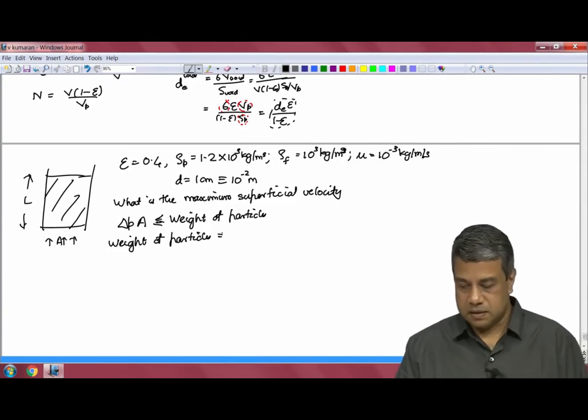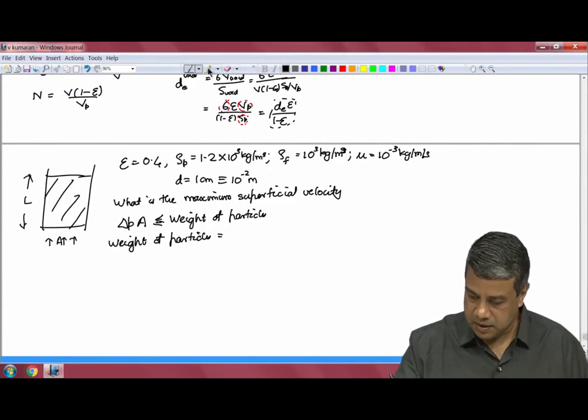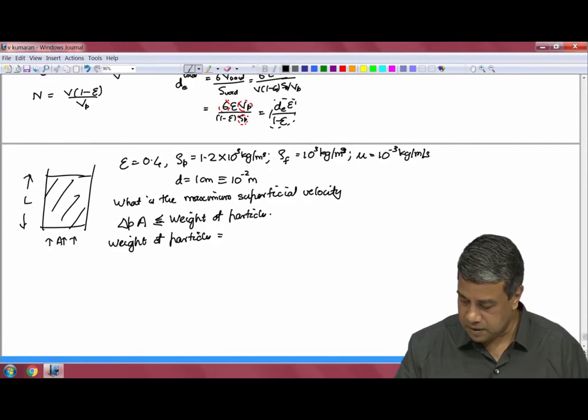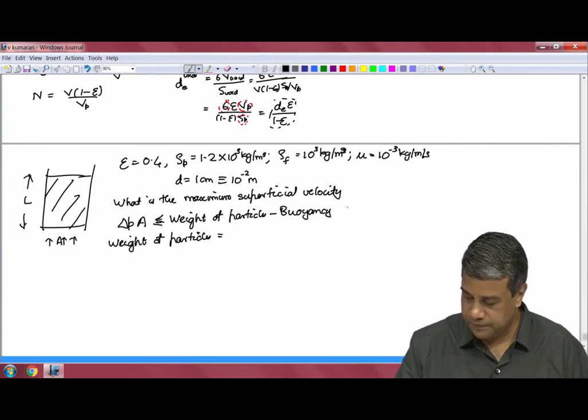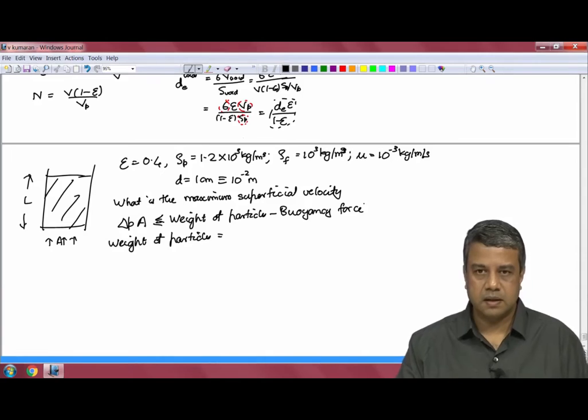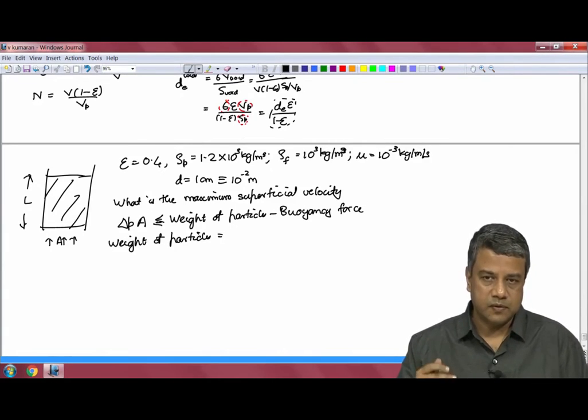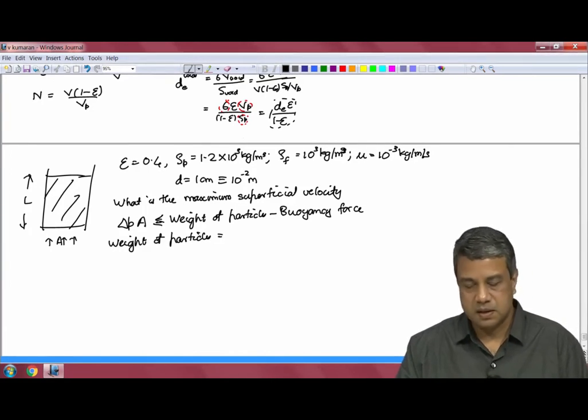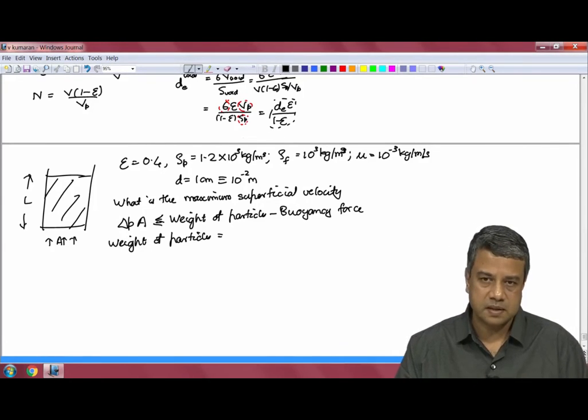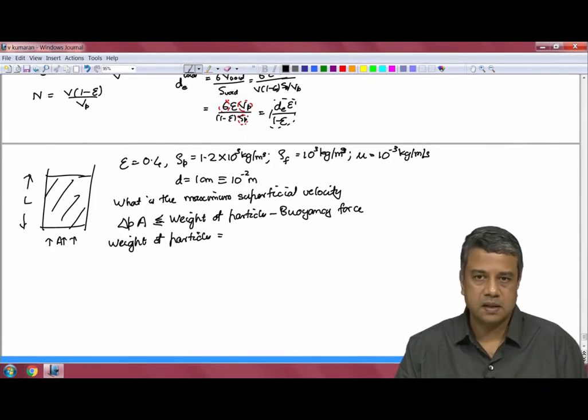So, I should put in a caveat here. This should be the weight of particles minus the buoyancy force. Buoyancy force is the upward force due to the fluid displaced by the particles. So, delta P A has to be less than or equal to the weight of the particles minus the buoyancy force for the bed to be stable.